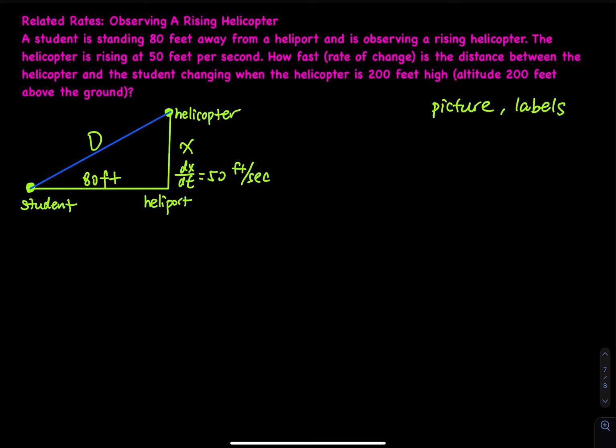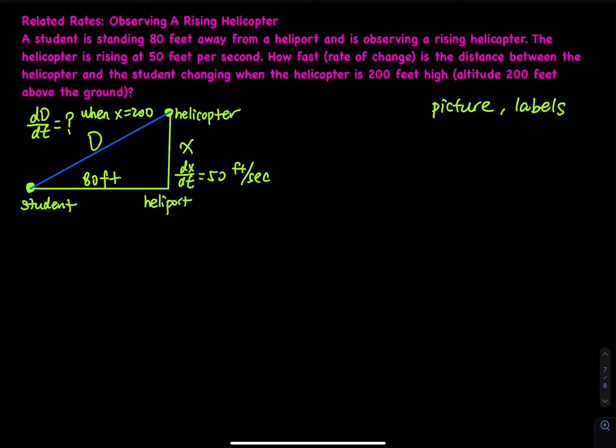So now we have x and dx/dt. For the 80, for the bottom, is there a rate of change? The answer is no, because the distance between the student and the heliport is not changing. So the base of the triangle is always 80. And then what about the distance between the student and the chopper? So it's d. How fast is the distance between the helicopter and the student changing when the helicopter is 200 feet high? So when x equals 200 feet, what is dd/dt equal to?